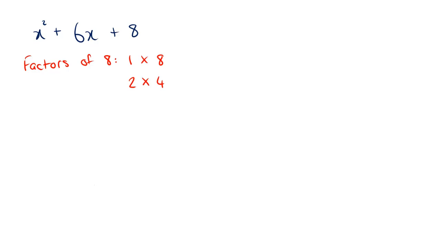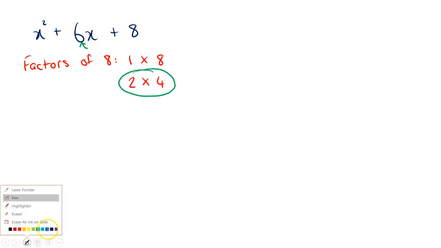So we have two different ways that we can make 8. We can do 1 times 8 or 2 times 4. Now I look at these two, and I'm looking for the one that will add to give this number here, the number that is before the x term. And in our case, I can see that the 2 and the 4 is going to do that. And so this is the pair that I'm going to select.